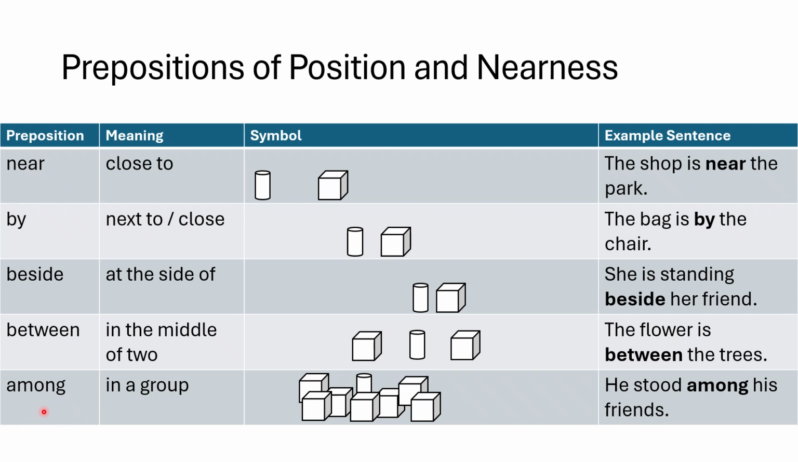The preposition among means in a group. This symbol illustrates the cylinder among a group of boxes. Listen to the example sentence. He stood among his friends.